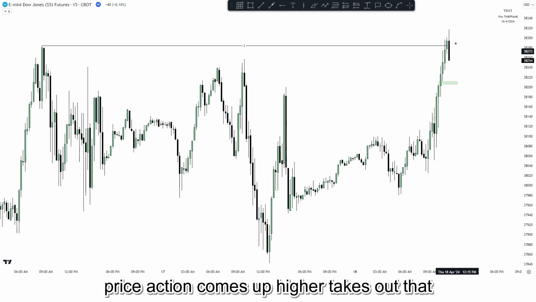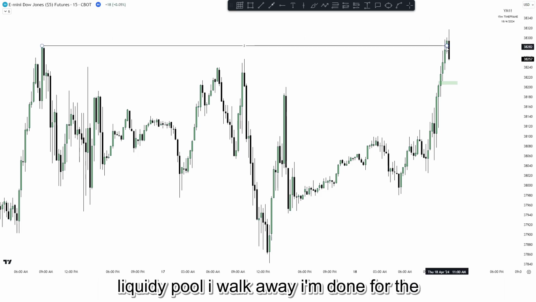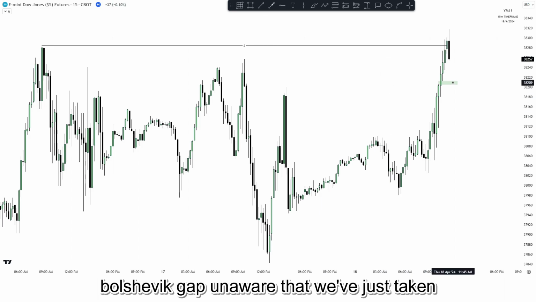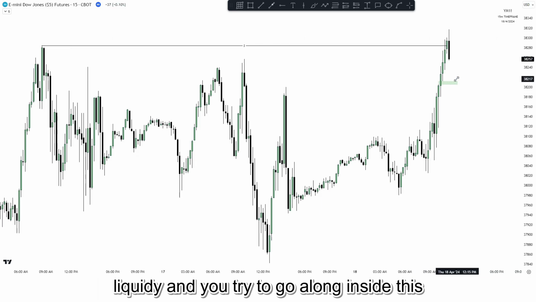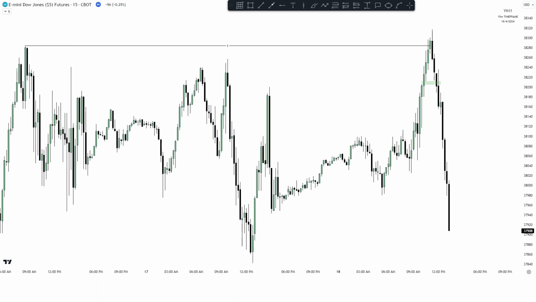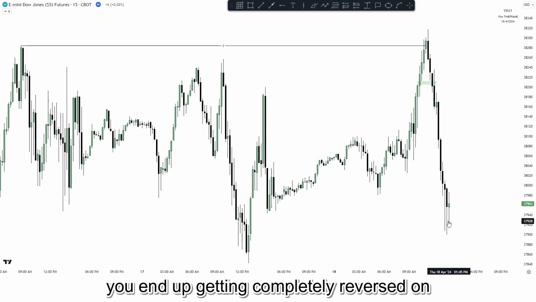Price action comes up higher, takes out that liquidity pool. I walk away. I'm done for the day. But let's say you were unaware of the overall narrative and you see this bullish fair value gap, unaware that we've just taken out liquidity, and you try to go long inside this bullish fair value gap. Let's see what happens. You end up getting completely reversed on, right?